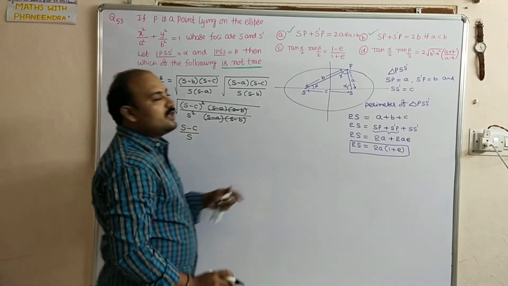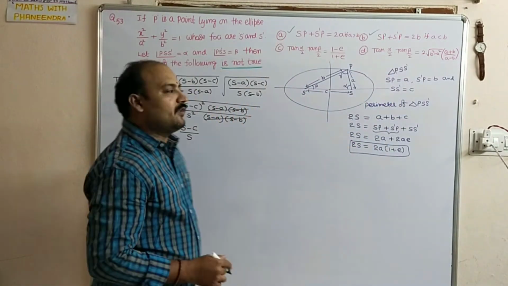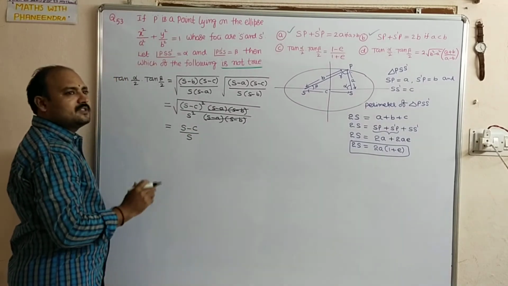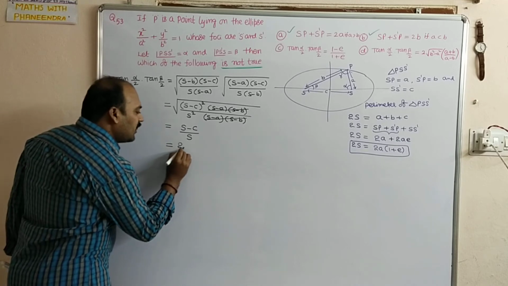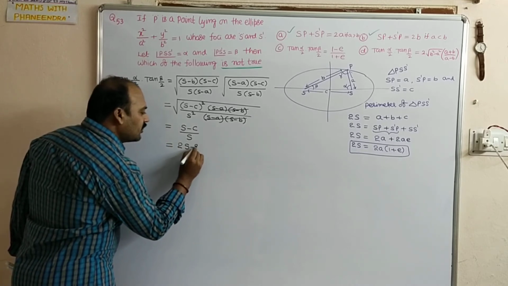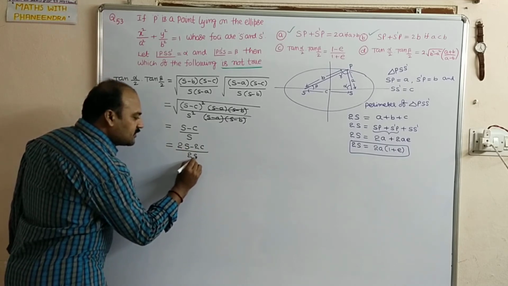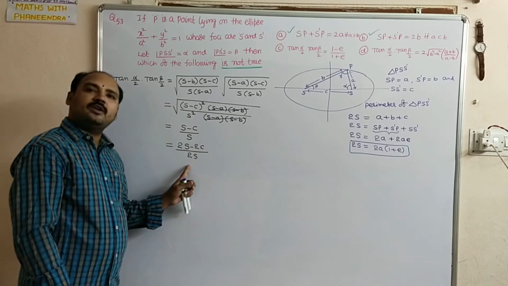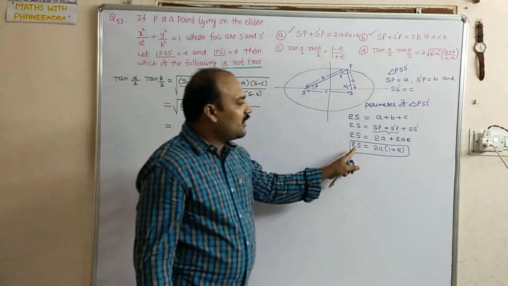Whether this value is equal to either C option or D option, we will verify. S and C value is there, but 2S is not there. So, I want to get a 2S. Multiplying and dividing by 2 for the numerator: 2S minus 2C divided by 2S. 2S value we got it here.